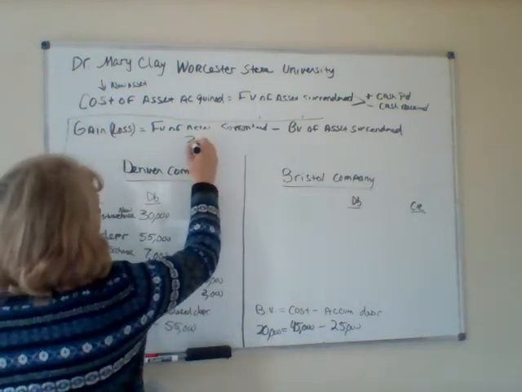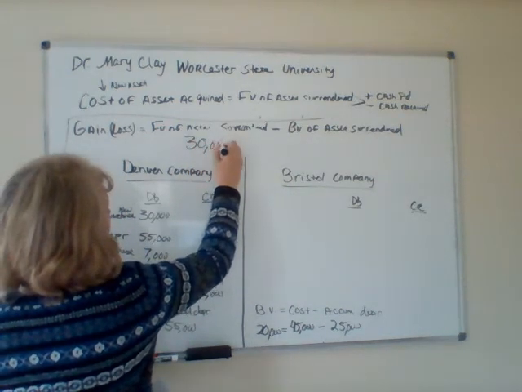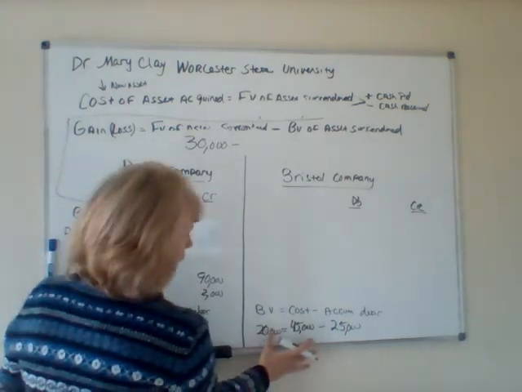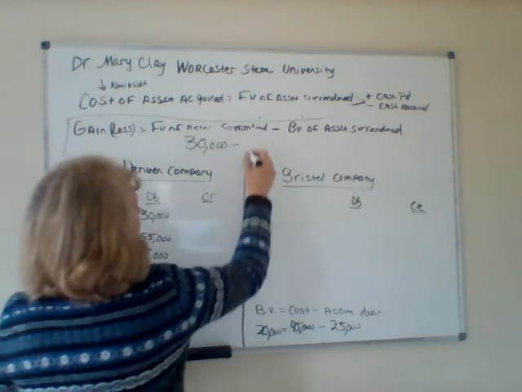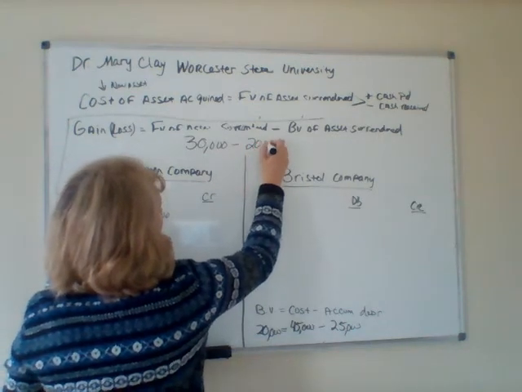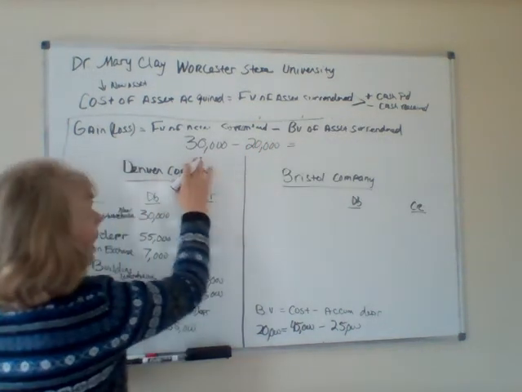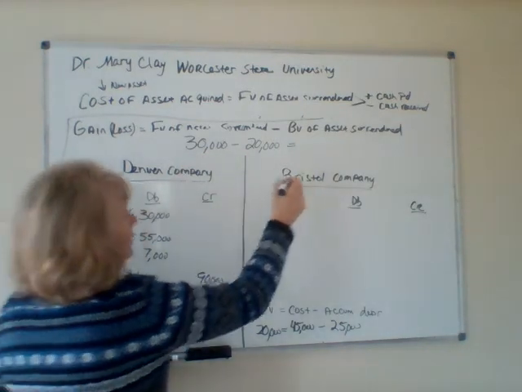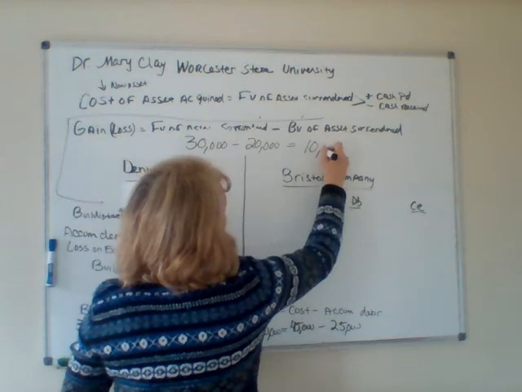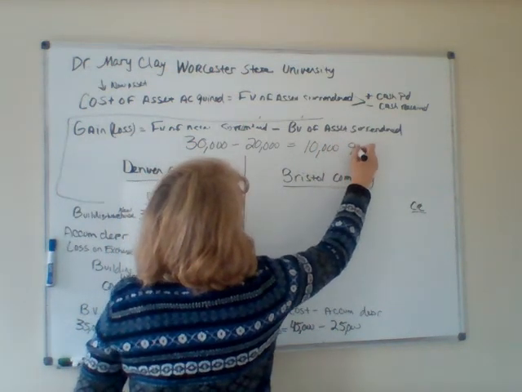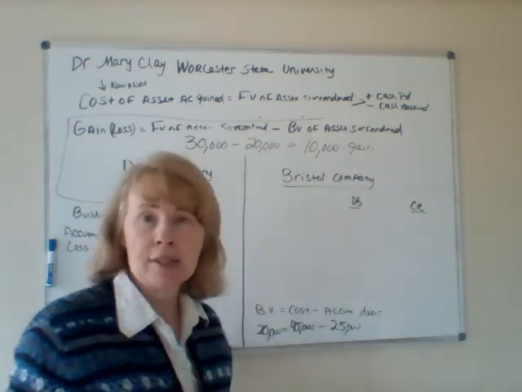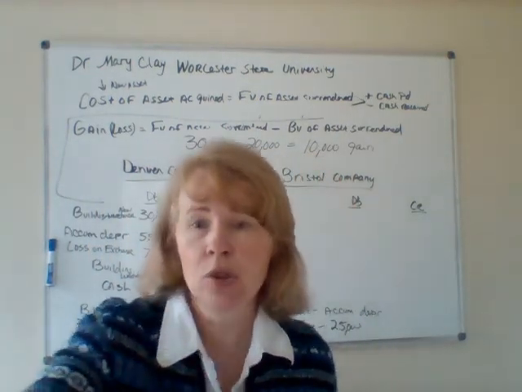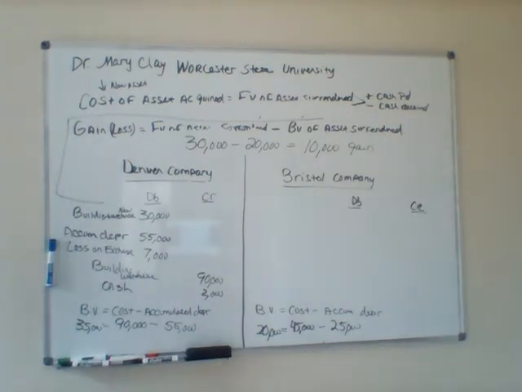Remember, they did not change Bristol Company. So the fair value of Bristol was the same as what it was. And then I subtract out the book value. That's what we just figured. Here's the book value. Well, guess what? Your fair value is more than your book value. That is a gain. $10,000 gain. A gain is going to have the same effect as revenue, so that will be a credit. Okay, so just remember that.